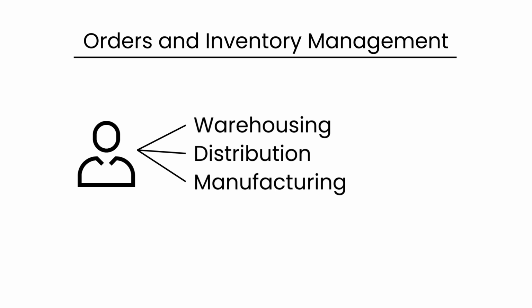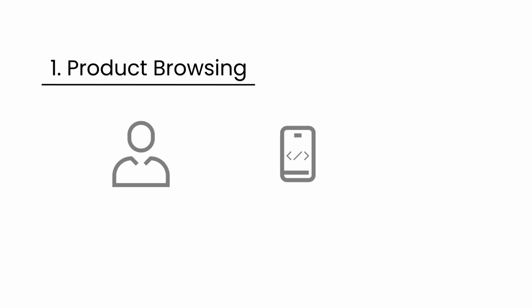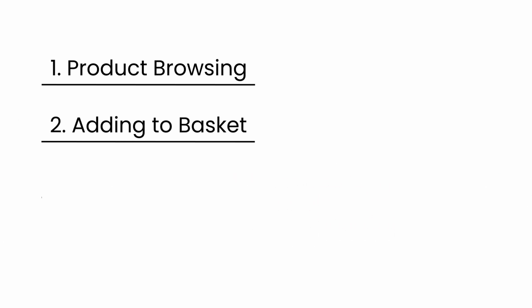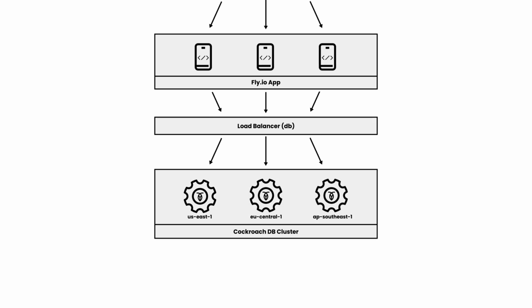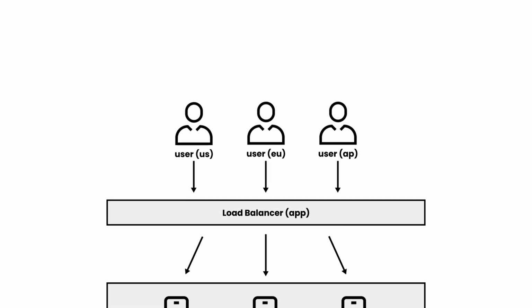In today's demo, we'll be focusing on 3 different things. The first is product browsing, the ability to browse for a product or set of products, the ability to add a product to a basket, satisfying the e-commerce use case, and checkout, the process of converting a basket into a purchase. Architecture-wise, I'll be simulating users around the world in the Americas, Europe, and Asia. Requests will be routed to the user's nearest application and database.